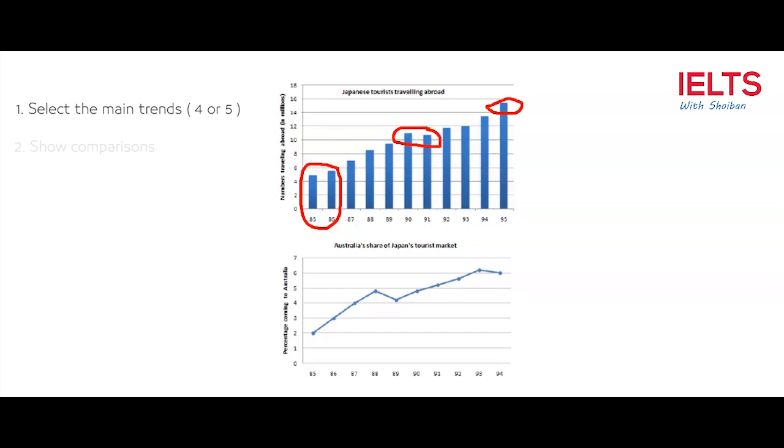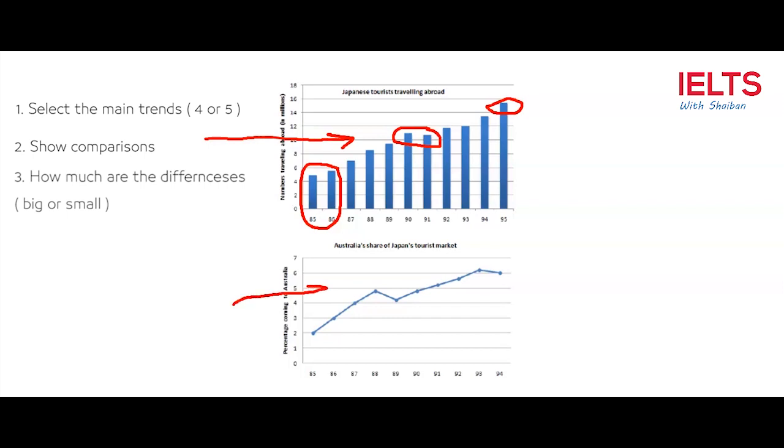and of course showing comparisons, number 2, and number 3, how much is the difference? Is it a big difference or a slight difference? It is noticed here in this graph, for example, that there is actually not a big difference between the trends.